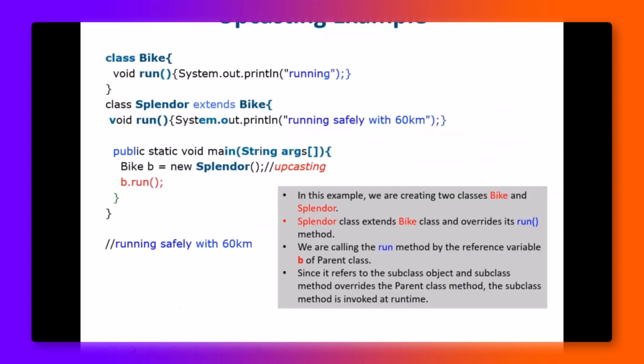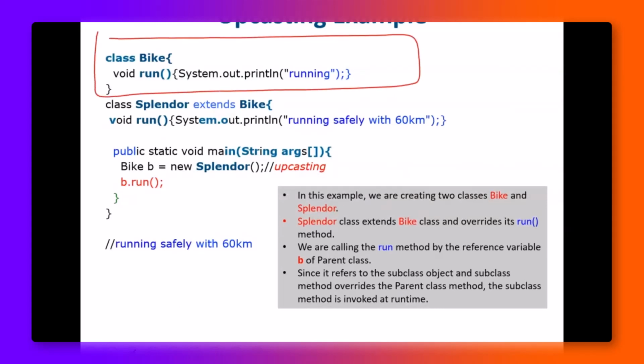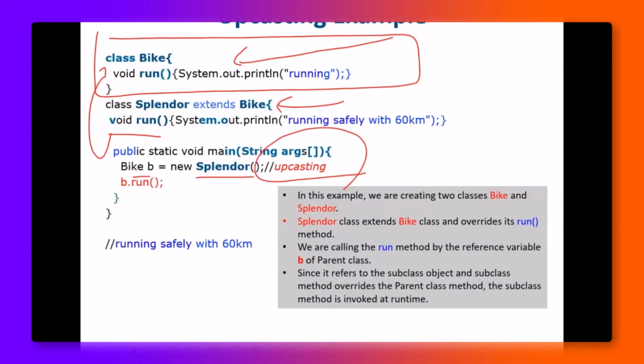So here, let's see another upcasting example, class bike. So bike is a class. Splendor is a subclass of bike. It has a method called what? Run. So run has overridden the method of the superclass. So now, this is a subclass, this is a superclass. So bike, new splendor. Okay. On the left the superclass, on the right what? Subclass. This is called what then? Upcasting.